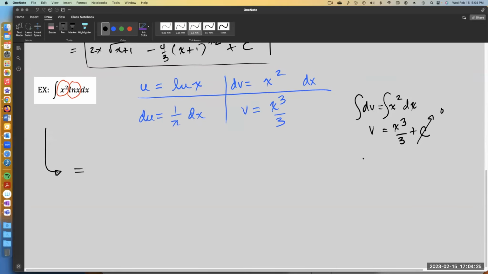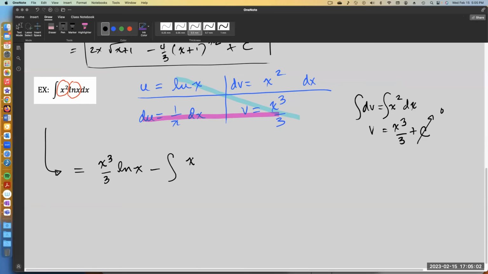So now we do our ultraviolet voodoo. We do the main diagonal multiplication. So that's going to be x cubed over 3 multiplied by natural log of x, minus, and now we do the bottom row. It's always going to be that pattern. I'll always write this integration by parts table the same way every single time. So now the bottom row, we're multiplying. So it's uv minus the integral of v du.